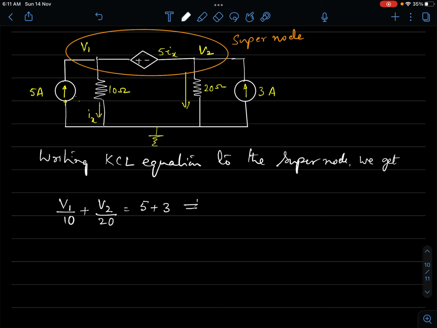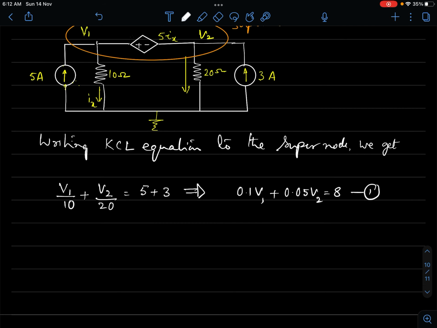So I'll simplify this equation. This comes out to be 0.1 V1 plus 0.05 V2 equal to 8. Equation 1. Alright, so we have got one equation in V1 and V2. We need one more equation in V1 and V2 because we have two unknowns, right?